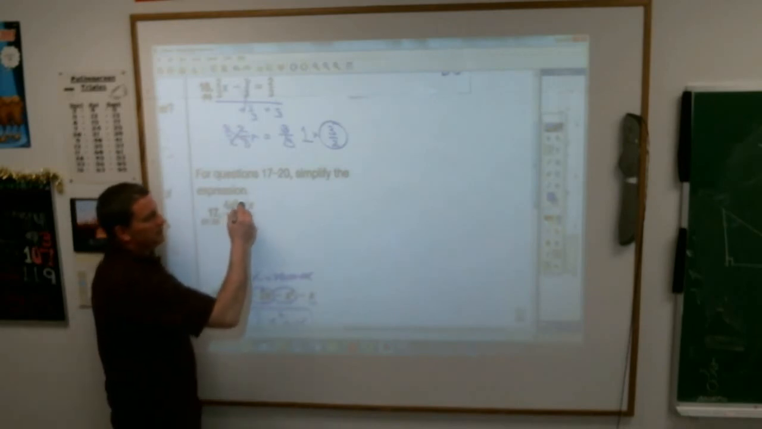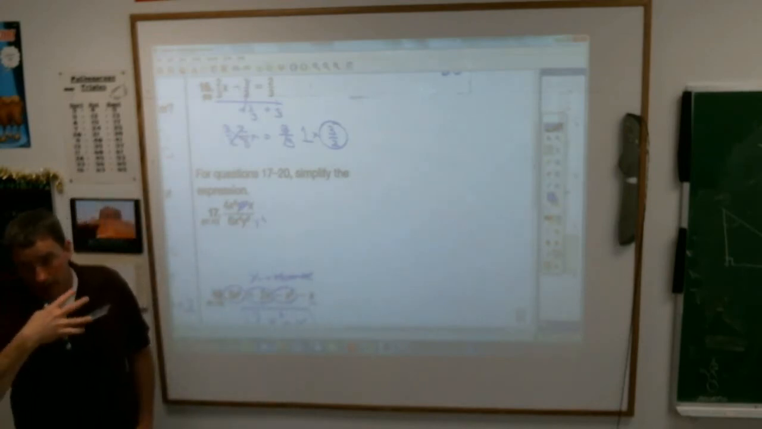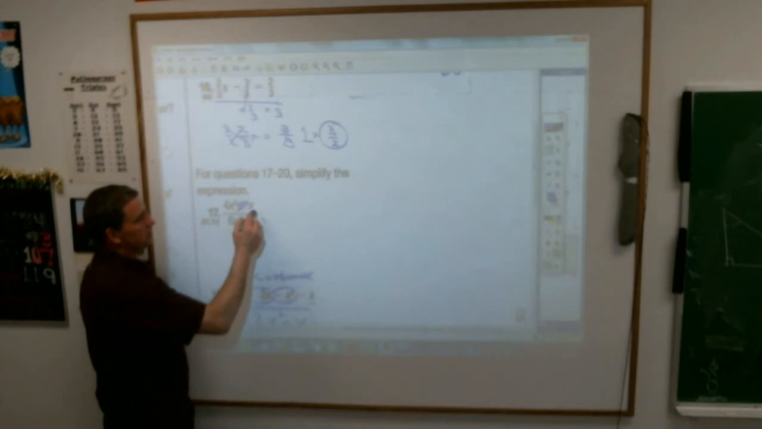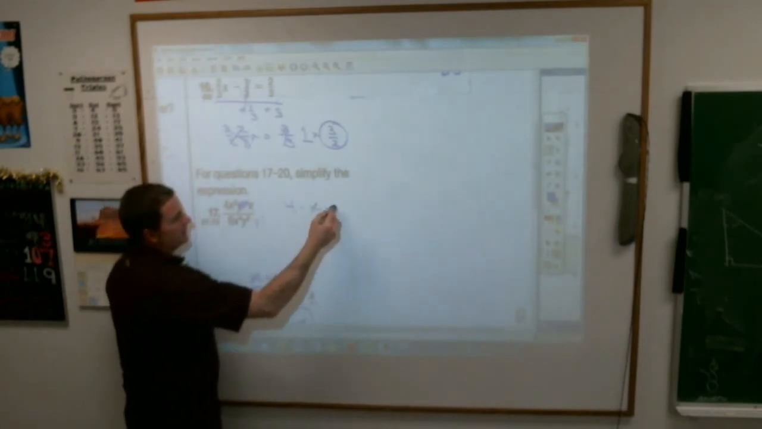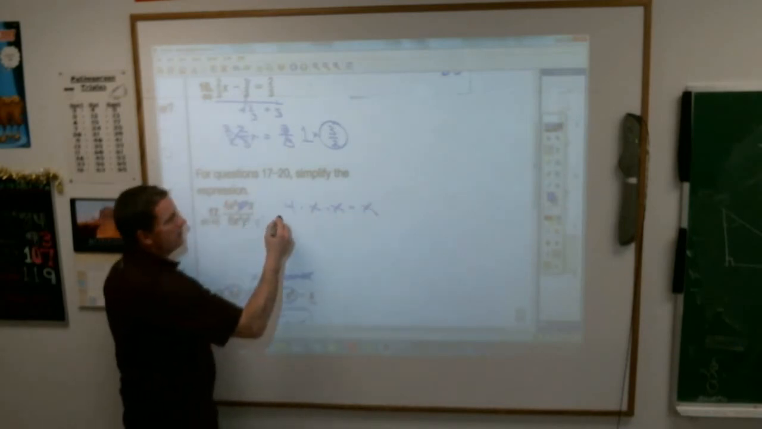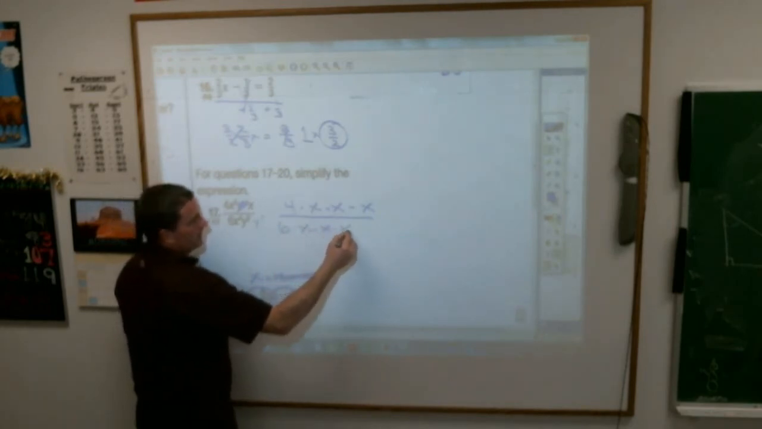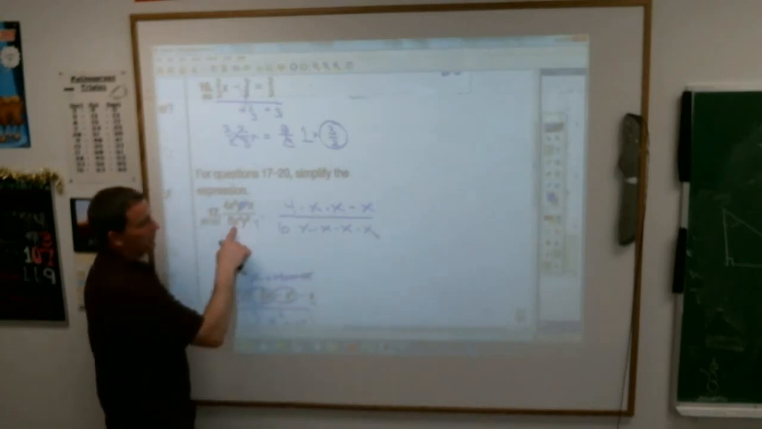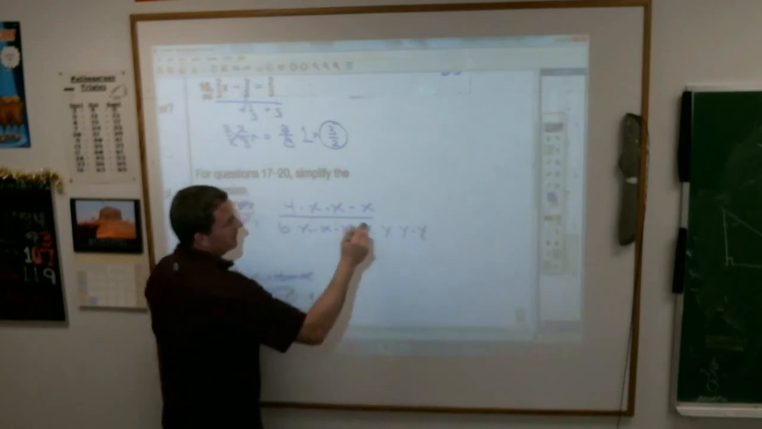You don't like negative exponents, so I'm going to take it from there and move it down here and make it a 1 there. And I'm going to do what Michael said, and I'm just going to write out all the letters by themselves. This is 4 times x times x times x, 3 x's, over 6 times x times x times x times x, x to the 4th, times y times y times y.